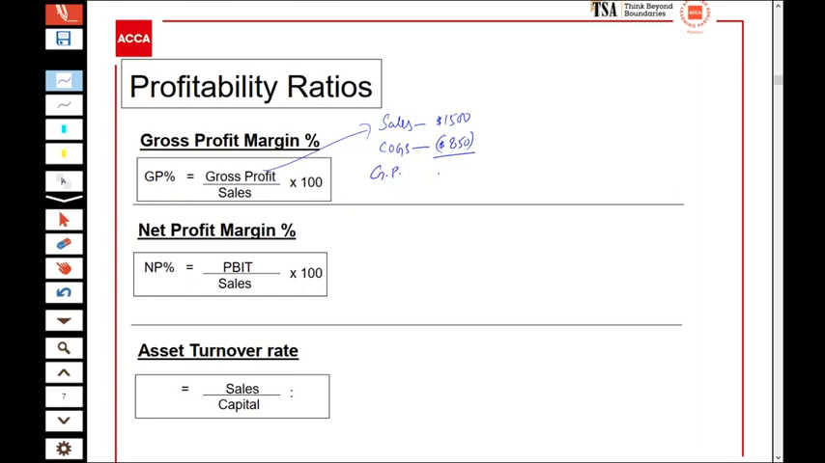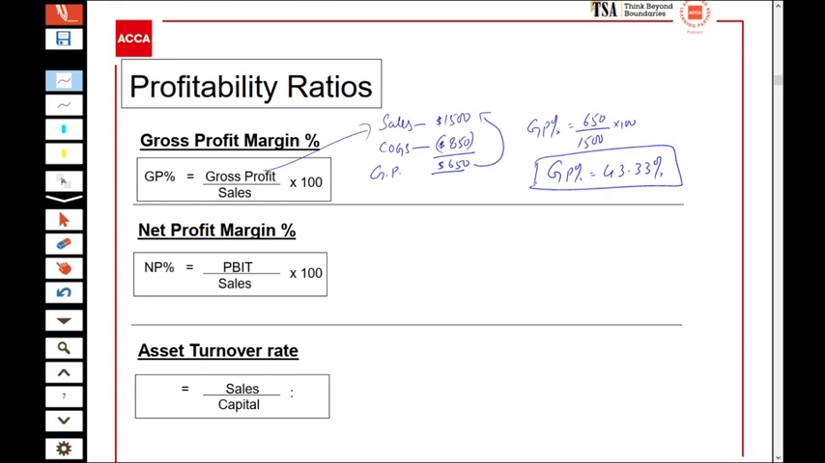Now you got the gross profit, that is 1500 minus 850, that is $650. So you need to calculate the gross profit in terms of sales. That will be 650 over 1500 multiplied by 100, that is 43.3% gross profit margin. That is the gross profit margin.